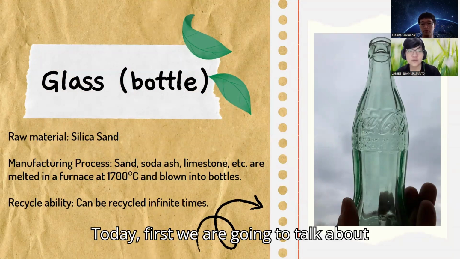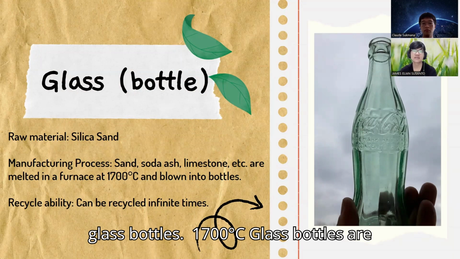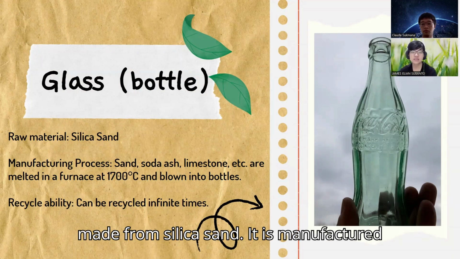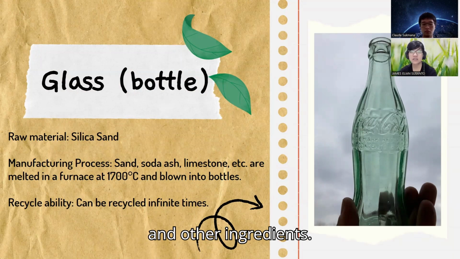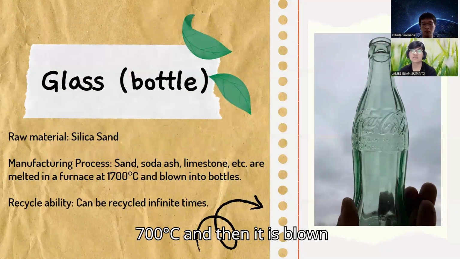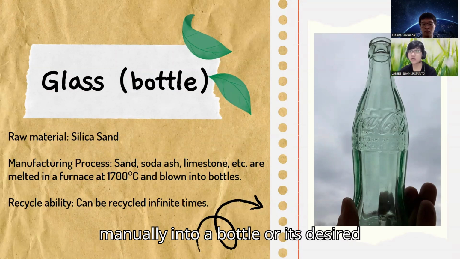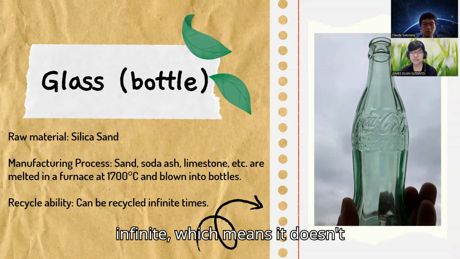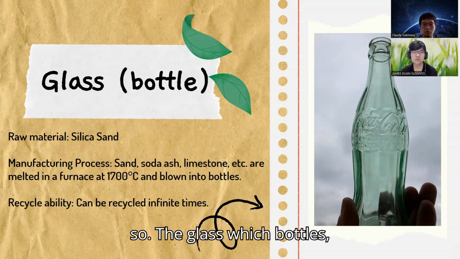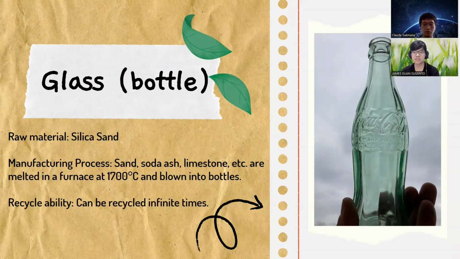Today, first, we are going to talk about glass bottles. Glass bottles are made from silica sand. It is manufactured by melting sand, soda ash, limestone, and other ingredients. It is melted in a furnace at 700 degrees Celsius, and then it is blown manually into a bottle or its desired shape. Its recyclability is also infinite, which means it doesn't experience degradation. So glass bottles, when recycled, can be manufactured infinite times.